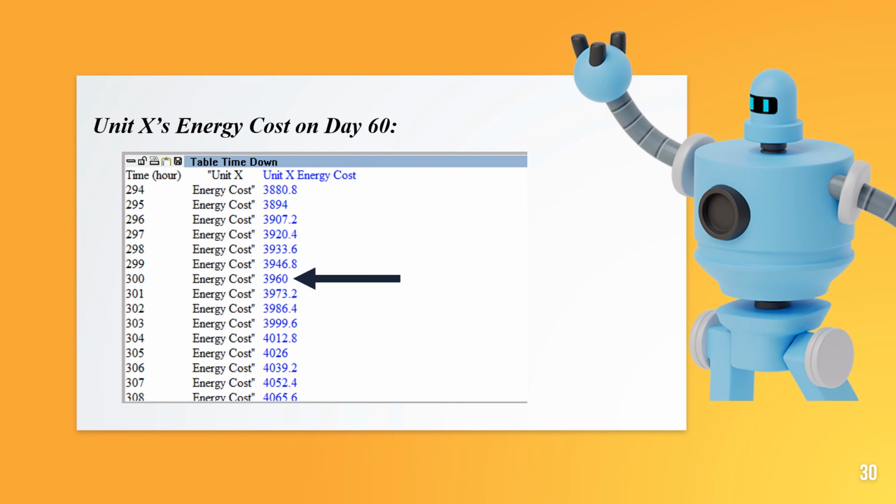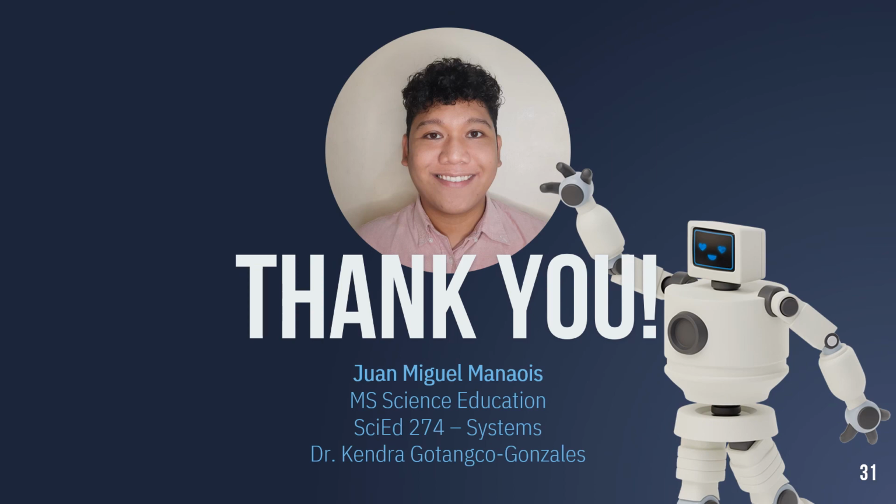So now we get the unit X energy cost on day 60, and given that it is being used 5 hours per day, 5 hours multiplied by 60 is equivalent to 3,960.